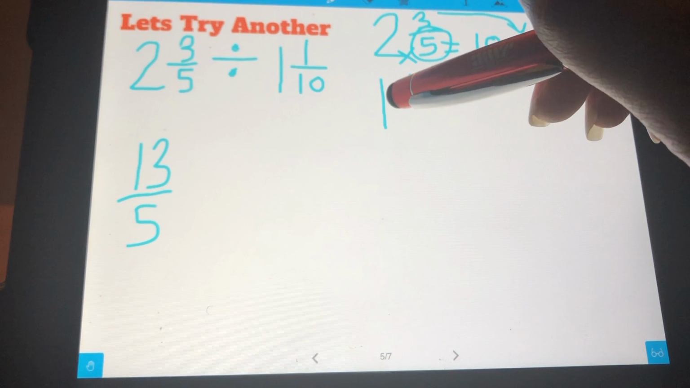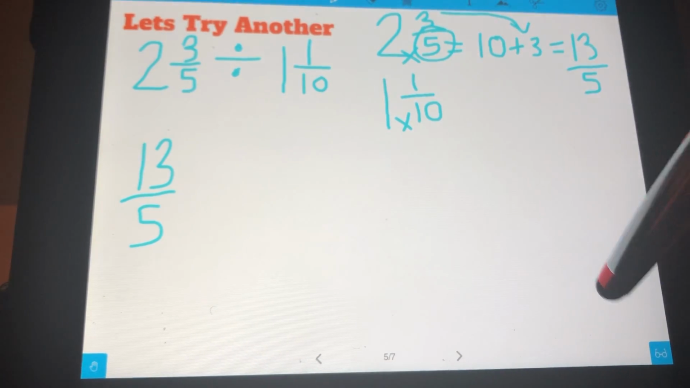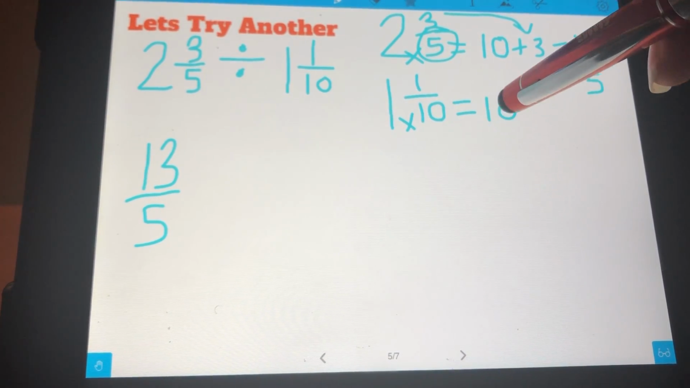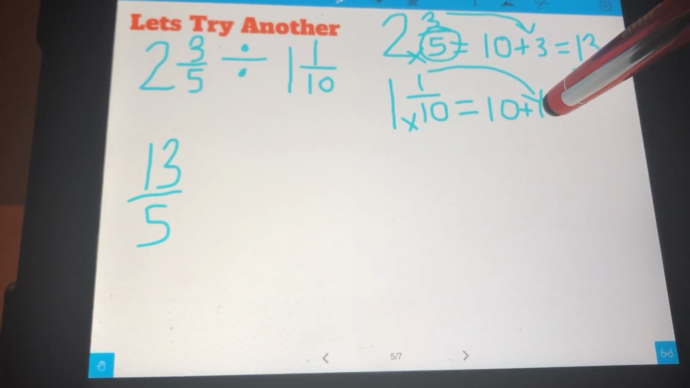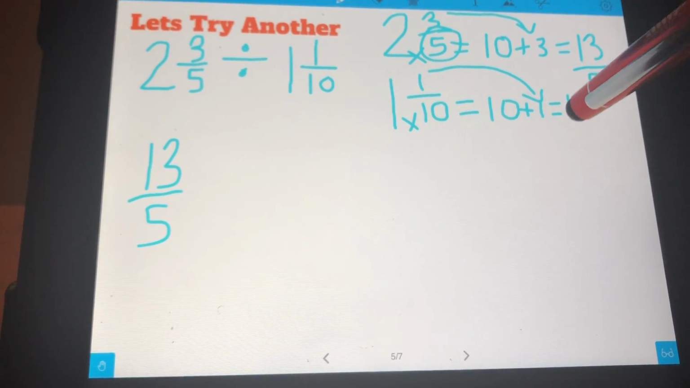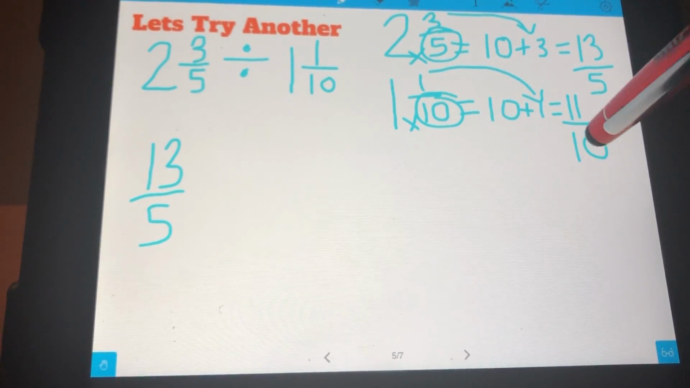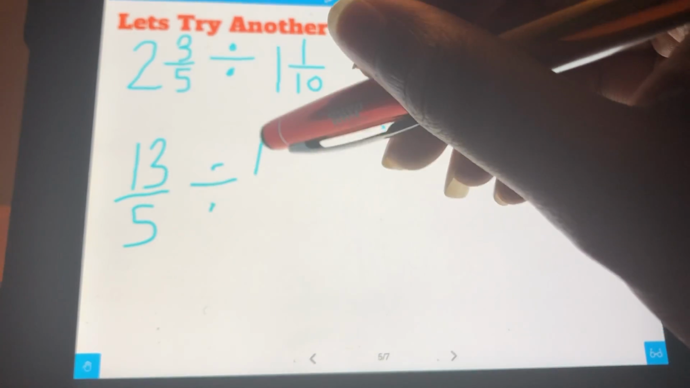All right, let's do our next one. 1 and 1/10. What do we do? Multiply that whole number in our denominator. That gives us 10. We are going to add that 1. That'll give us 11. And we always keep our denominator, so that'll give us 10. So we go ahead and write that down.